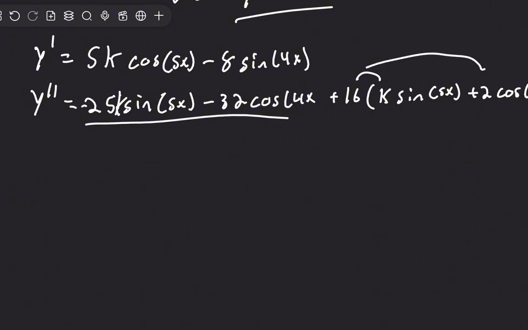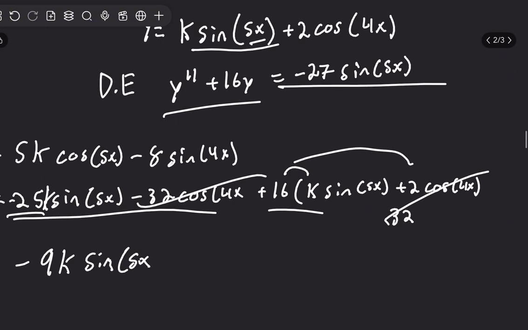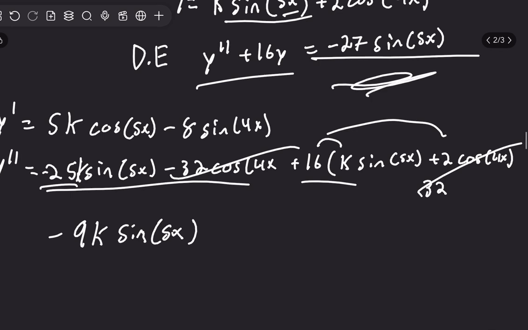Okay, and 16 plus that, minus, so negative 25 plus 16 is going to give us negative 9k sine 5x, negative because this is the bigger number. And then 16 times 2 is going to be 32. These are going to cancel out, luckily. And then we're going to set this equal all the way up here.